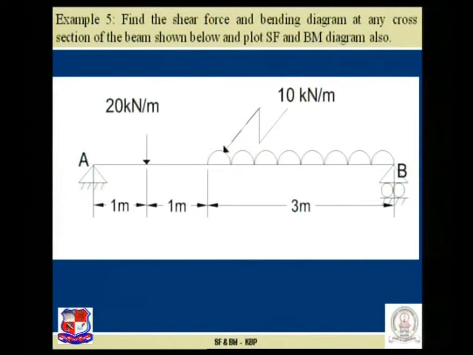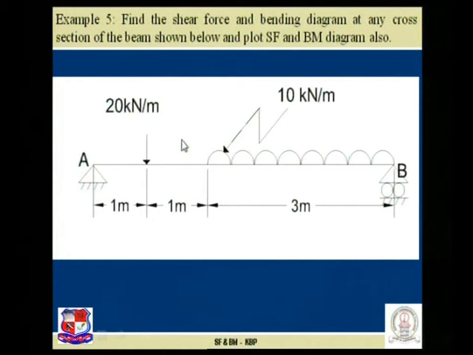Now let us go for the combinations of the load and see how the variation of shear force and bending moment goes on. The given beam is a simply supported beam with two different loads acting. This 20, that unit is wrong, this is only 20 kilonewton point load, and the UDL has a value of 10 kilonewton per meter. And our intention is to plot the shear force diagram and bending moment diagram for the given beam.